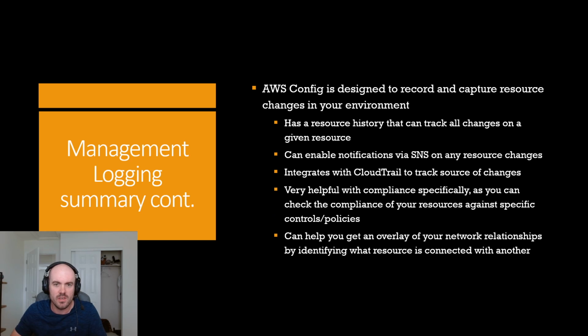Okay? AWS Config is designed to record and capture resource changes in your environment. Okay? It has a resource history that can track all changes on a given resource. Like with any other kind of notification and tracking and monitoring service, you can enable notifications with SNS on any resource changes. Right? It integrates pretty handily with CloudTrail to track the source of the changes that actually happened.